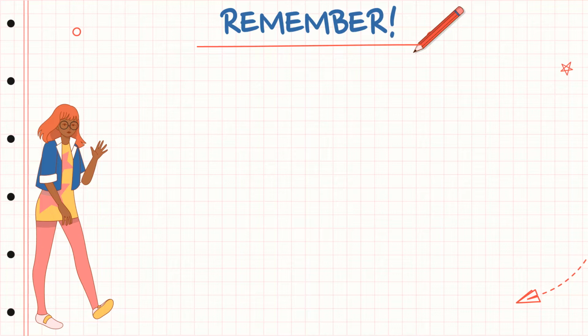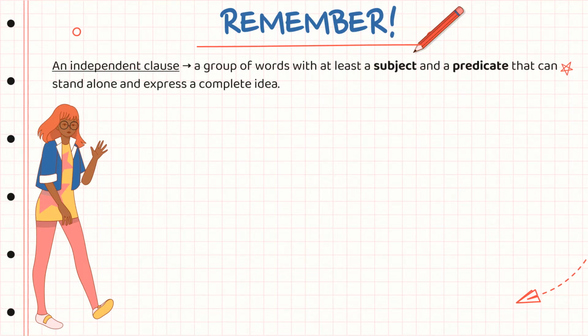Before we start to identify the subject and the predicate in a sentence, you should learn and understand about clauses. There are two types of clauses, namely independent clause and dependent clause, and I will focus on explaining the independent clause. It is defined as a group of words with at least a subject and a predicate that can stand alone and express a complete idea.